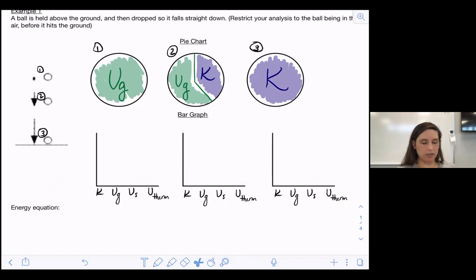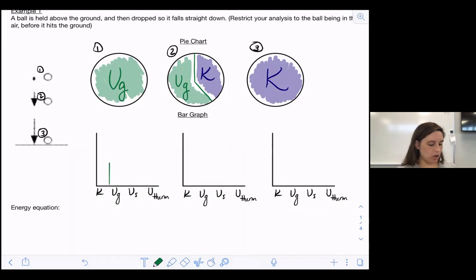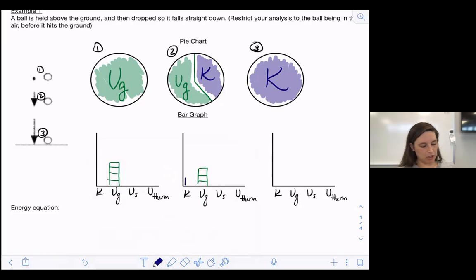So on a bar chart, we need to have labels on our x-axis. So I gave us kinetic, gravitational, spring, thermal energy. And a bar graph is going to still show where the energy is, but just in a slightly different way. So at the start, we had nothing but gravitational energy. And then partway down, our gravitational energy decreased. So I now only have 3 boxes of gravitational energy. And the remainder went to kinetic energy. And then at the end here, all of my energy ended up being kinetic energy.